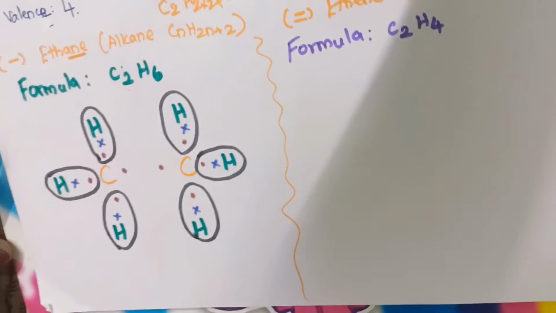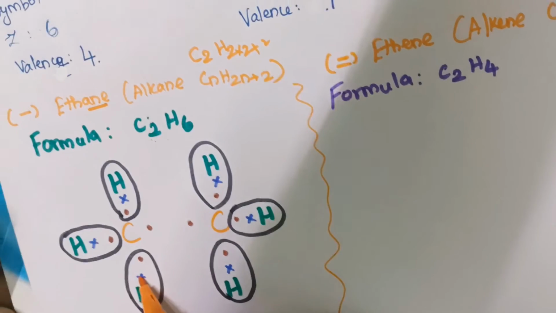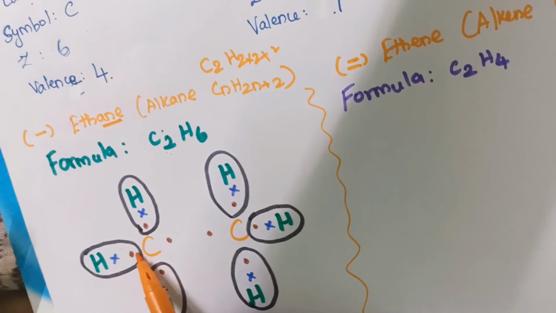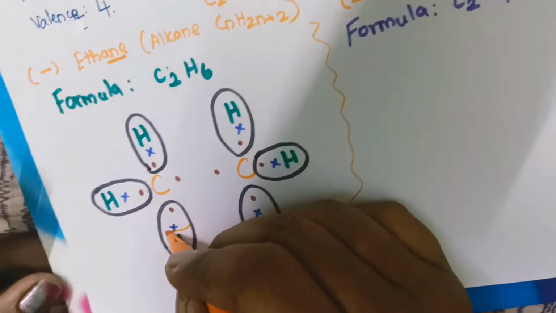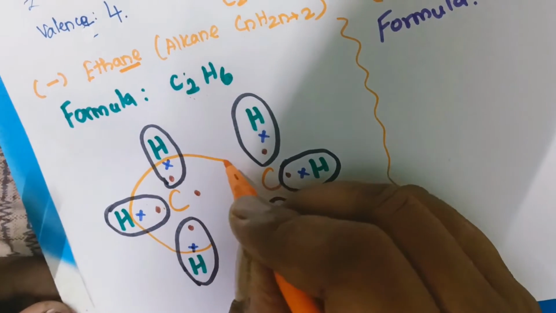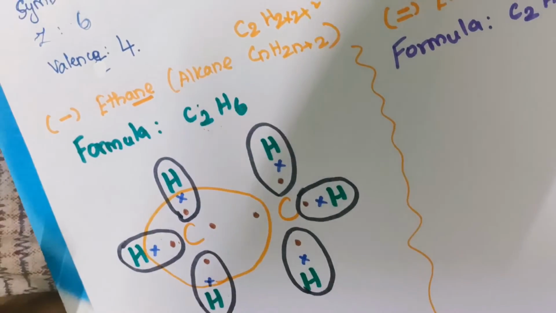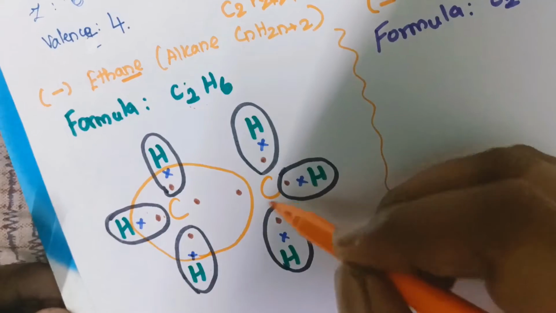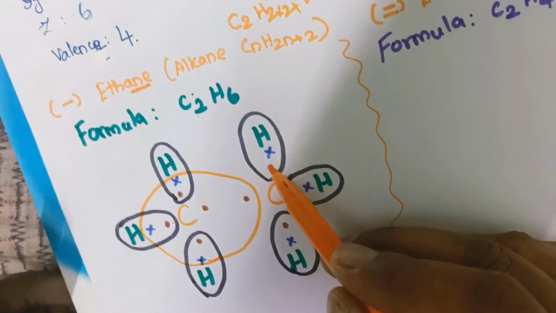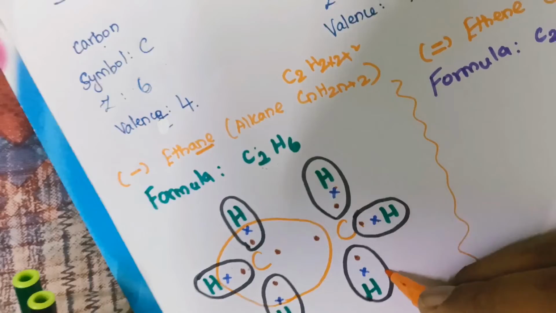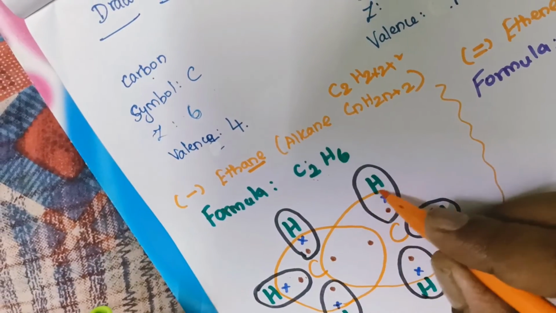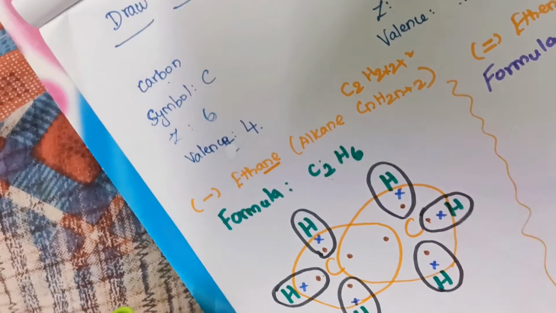We know that carbon will be satisfied only if it gets 8 electrons. Where are the 8 electrons? 1, 2, 3, 4, 5, 6, 7, 8. How many electrons are there? 8 electrons. Likewise, you have to take it for this carbon also: 1, 2, 3, 4, 5, 6, 7, 8. So this carbon is also now satisfied.